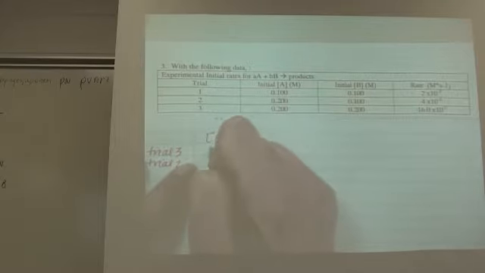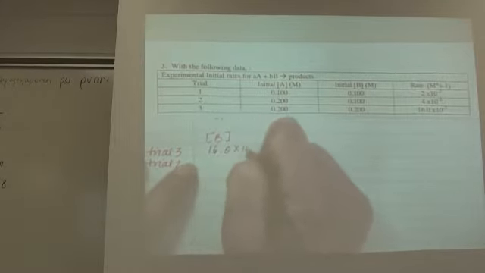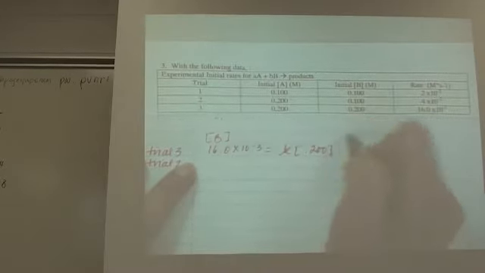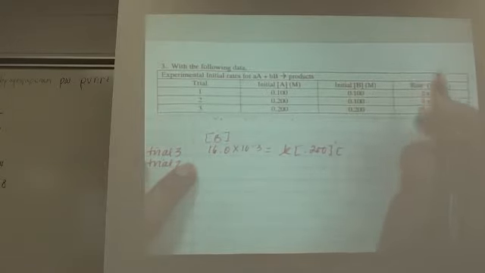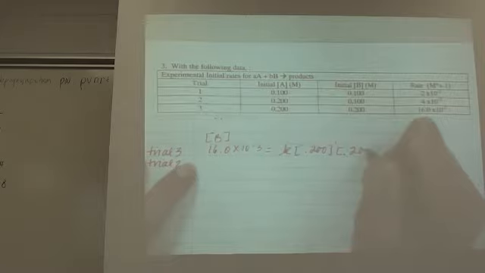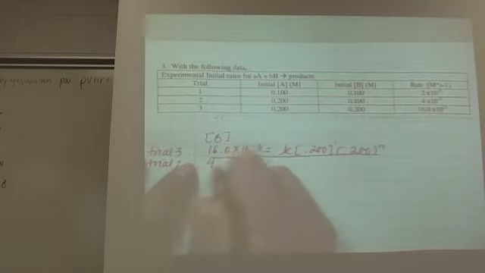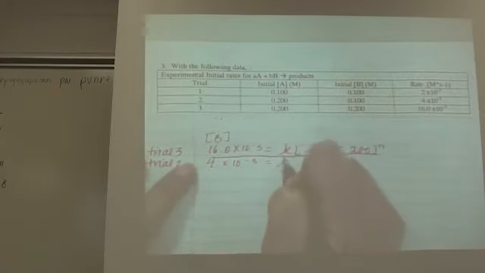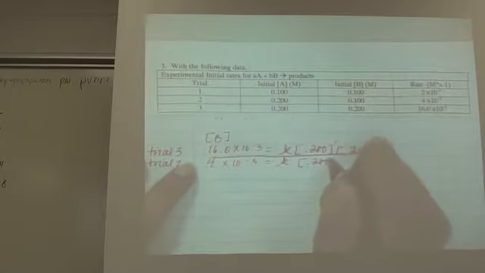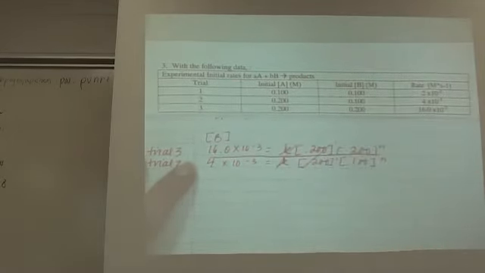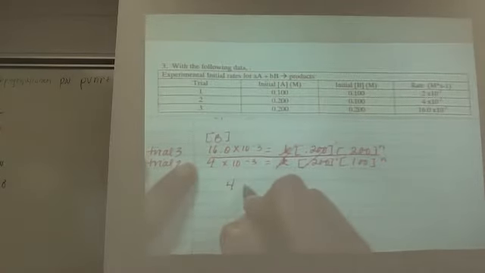So trial 3 is a rate of 16 times 10 to the negative third is equal to the rate law constant times 0.2 raised to the first power. I will write it just because we're new at this. Times 0.2 raised to some power we've yet to determine. 4 times 10 to the negative third is equal to k. All right, this time this cancels and this cancels. 4 is equal to 2 raised to the second power.